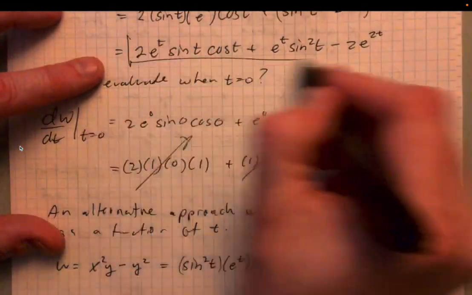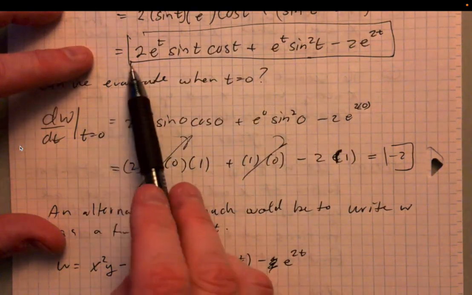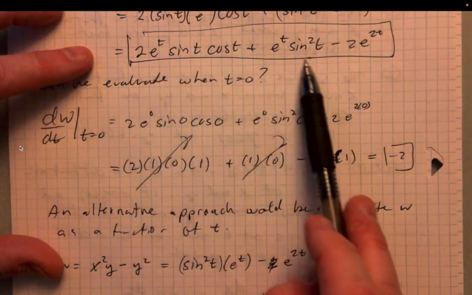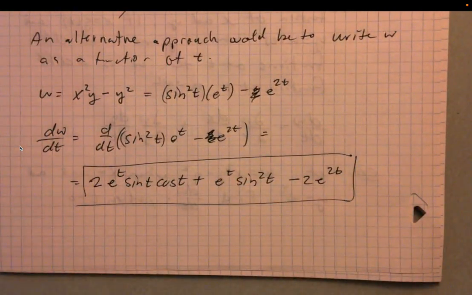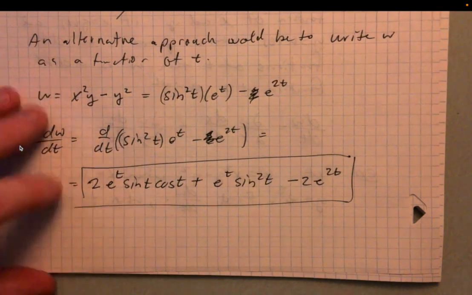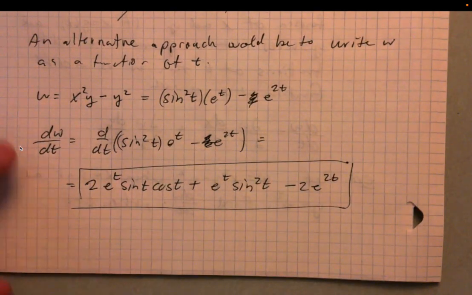It does, right? So this is the same 2e^t sin t cos t + e^t sin² t − 2e^(2t). Of course, that's the same thing as what we have here, right? So this chain rule with multiple variables, the first case anyways, is something that could be done just by substituting, just by rewriting the function w as a function of t rather than as a function of x and y. Okay. So that's useful to see, useful to note.